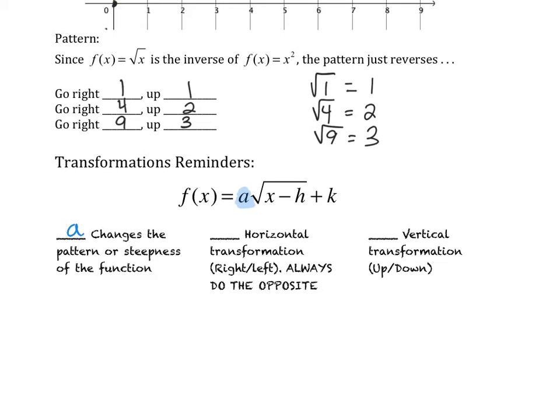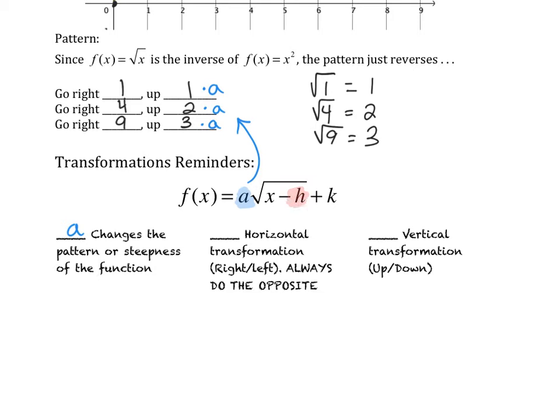Whenever we have a number out front of the square root, we're going to change our pattern, and it's going to look something like go right 1 and up 1 times whatever A is, go right 4 and up 2 times whatever A is, and go right 9 and up 3 times whatever A is. So if you have a number out front, your pattern changes by just multiplying A times the 1, 2, and 3. The next one we have in here is the H.